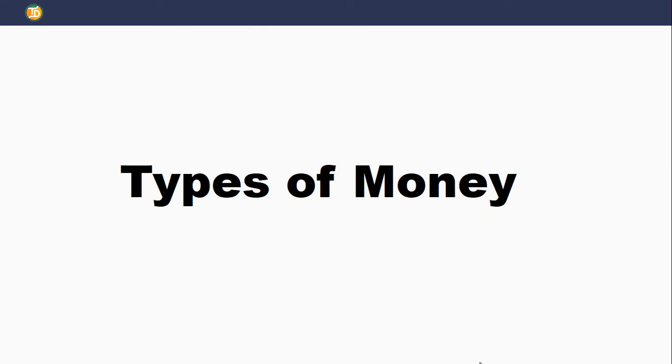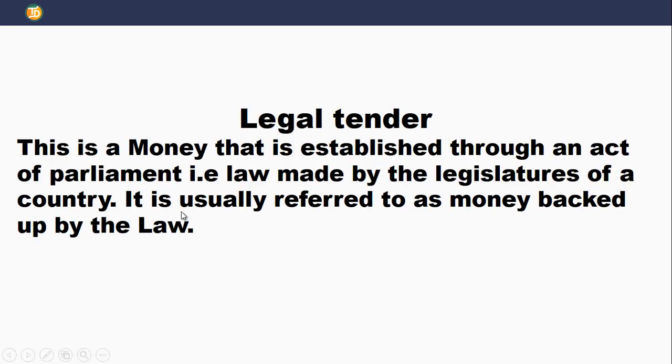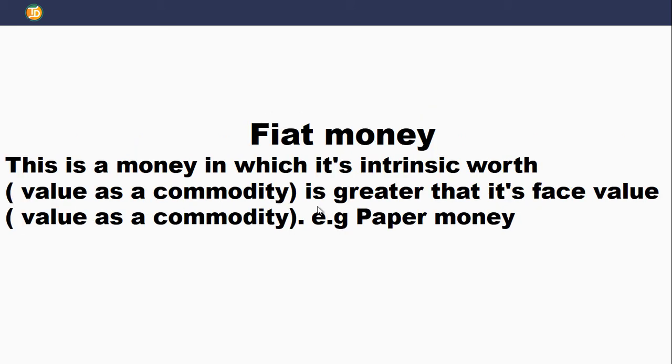Now, let's look at the types of money. Number one is legal tender. A legal tender is a type of money that is established through an act of parliament. So any money that is established through the law of a country, law made by the legislatures of a country, such money is said to be what? A legal tender.